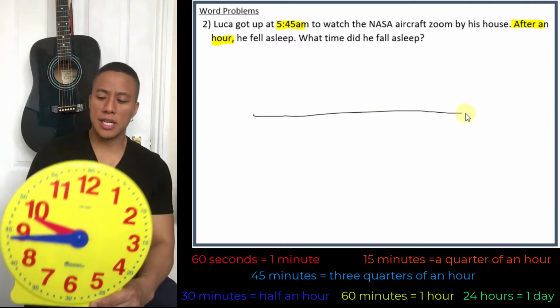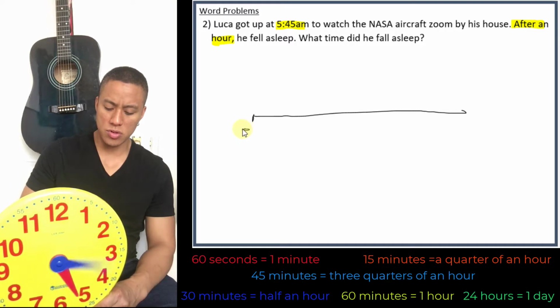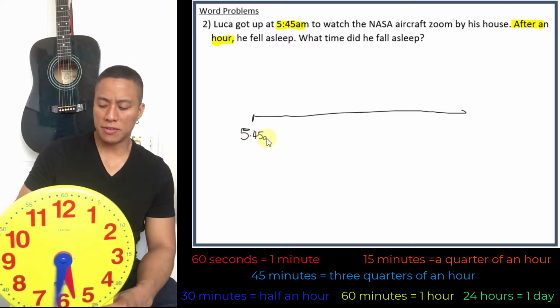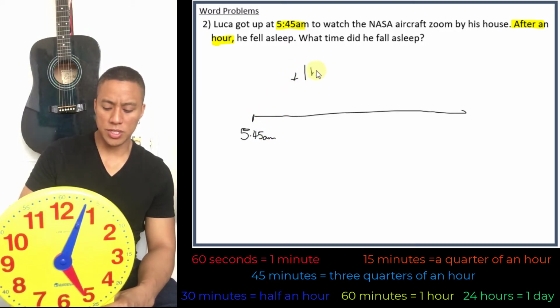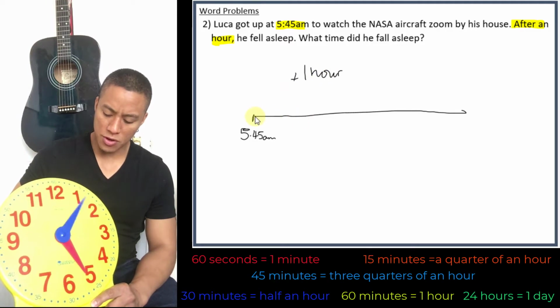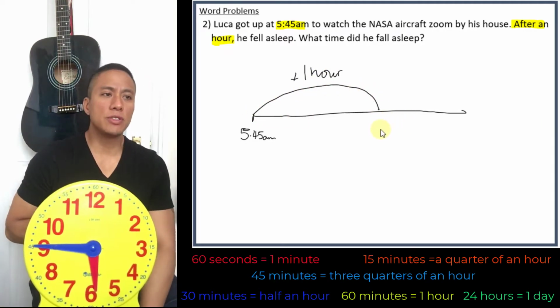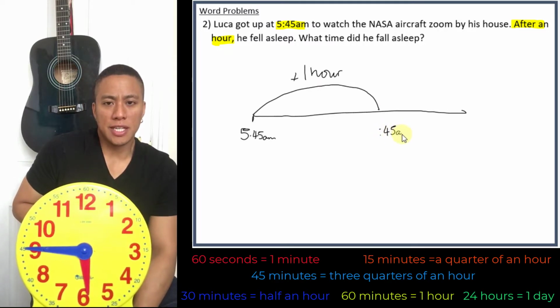Let's get to 5:45 here so you can see. Let's go backwards. Right, so 5 o'clock. And then we want 5:45. Nice early bird time. That's the wrong way. Is that the right way? 5:45. Yes, that's the right way. Here we go. That's what 5:45 looks like. After an hour, he fell asleep.